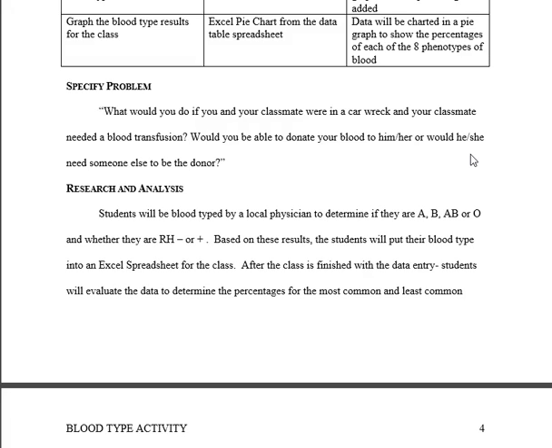Your classmate needed a blood transfusion. Would you be able to donate your blood to him or her? Would she need someone else to be the donor? So that's the question we're going to try to answer. The students will be put in pairs throughout the project, and at the end they'll need to be able to answer that question. If they were in that car wreck, which one could donate to whom?